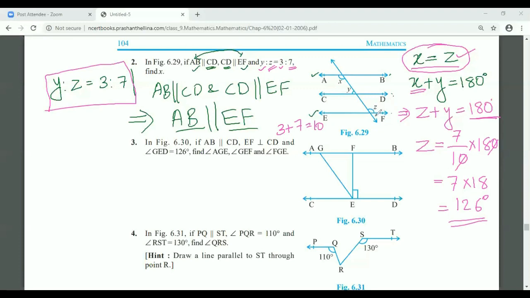So you will get the measurement of angle Z, and that is the same as the measurement of X. Since Z is equal to X, you can write X is also equal to 126 degree. Then if you want to find Y, you can just subtract this value from 180. So 180 minus 126, you will get the value of Y also, but it is not asked in the question. If it is asked, you can find it.